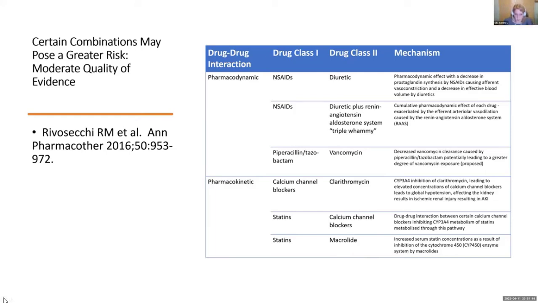This was a systematic review that I did with my colleagues. Here I'm just highlighting the drugs that have a moderate quality of evidence. There are other potential drug interactions that may be of concern that just had less evidence to support the notion that they were interacting.